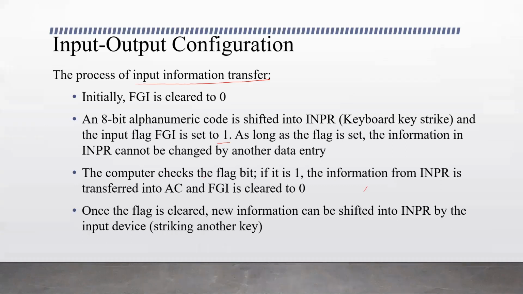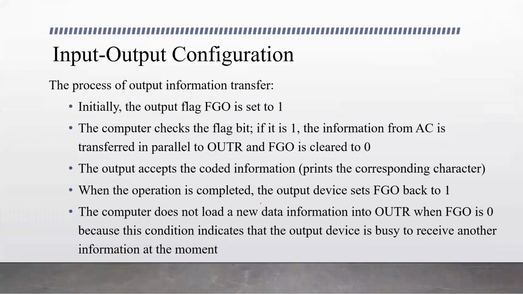And the computer checks the flag bit. If it is 1, the information from INPR is transmitted to AC, and FGI is cleared to 0. Once the flag is cleared, new information can be shifted into INPR by the input device, by striking another key. And if you see the processing steps of output information transfer, initially FGO is set to 1.